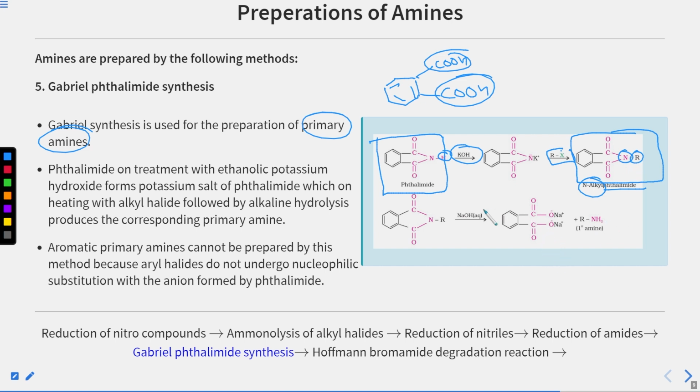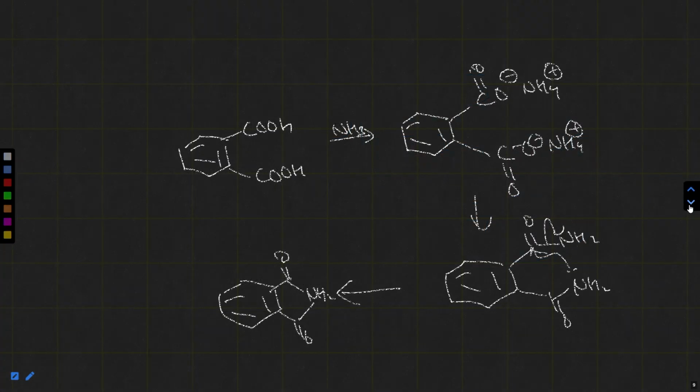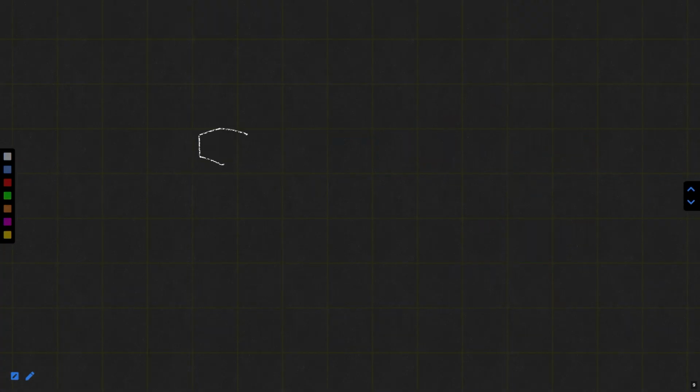Now on treatment with NaOH, this will create this kind of phthalic acid, or you can say phthalate ion. OH minus will attack here and will kick out this bond from here. Similarly, OH minus will attack here and will kick out this here, and we will get RNH2. So if you look at the mechanism, it will go like this. So you have this thing like this, NR.